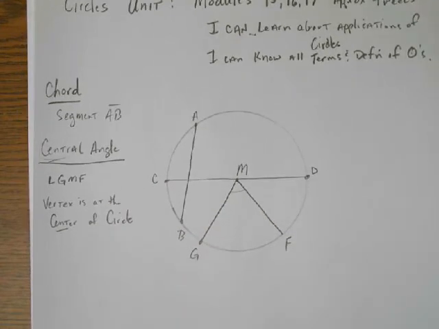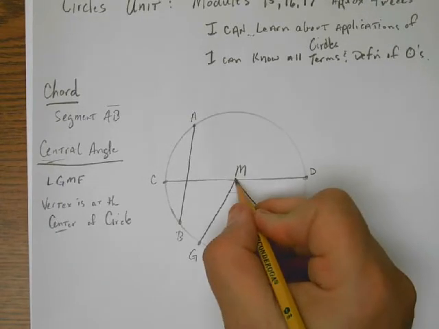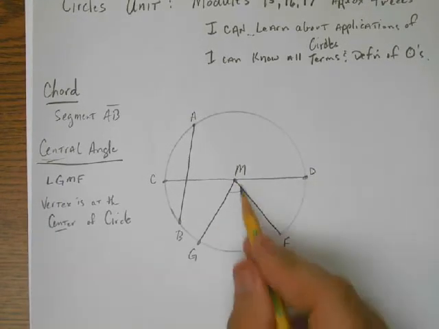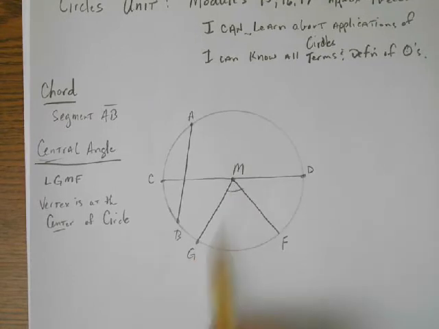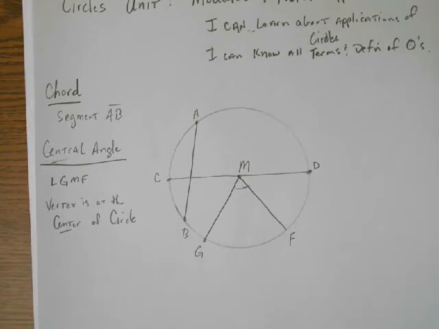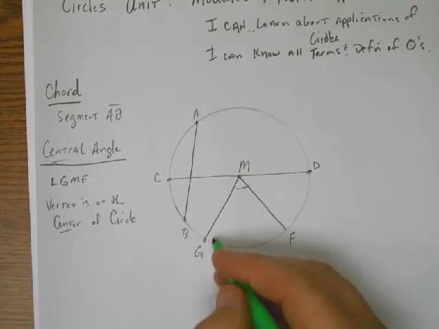Rarely are we going to have a circle where we don't know where the center is. The center is usually denoted. It's not vague. So there's the center of the circle, M, and this is the central angle. Now, it intersects an arc. So watch this.